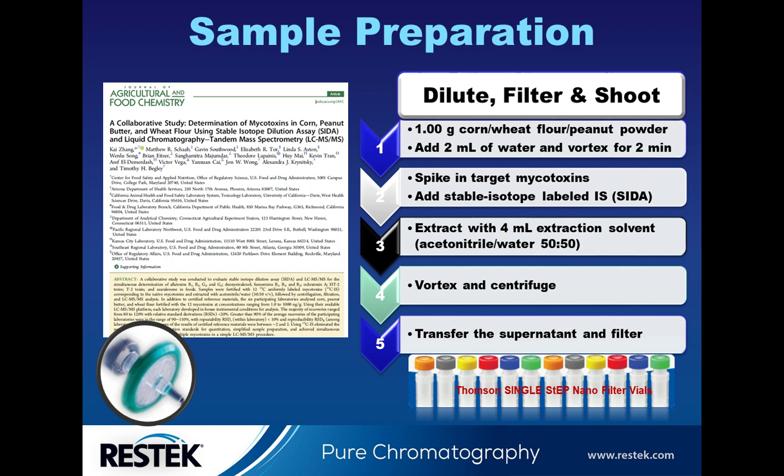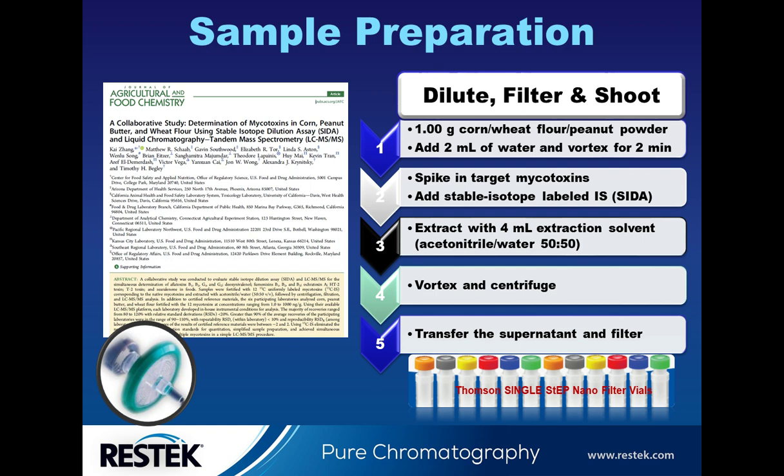First, you just weigh out 1 gram of your homogenized commodity and add 2 ml of water to soak the dry powder for 2 minutes or even more. Then you spike in your target mycotoxins at this step for QC samples. And then if you're using stable isotope dilution assay, you can add your internal standard here. Then you use the extraction solvent, which is half acetonitrile and half water, vortex and centrifuge.